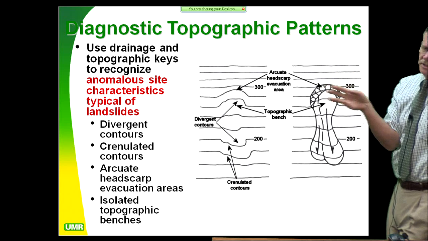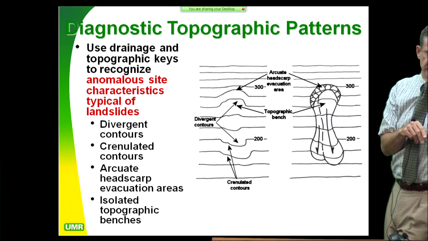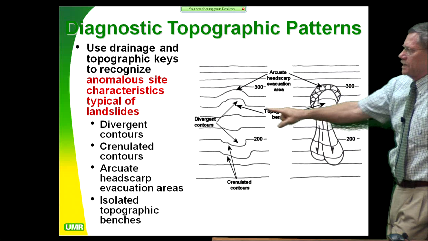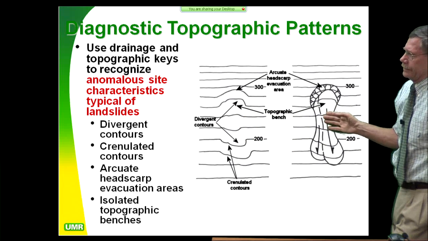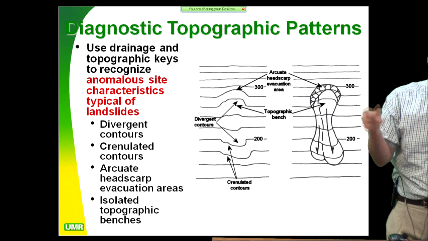Now there's lots of benches all over the Ozarks that are stratigraphically controlled. So you've got to be careful on that one. There's all kinds of benches. But if it's an isolated bench, just in this one area, that's usually due to some kind of landslide. So those are the things that would be dead giveaways.